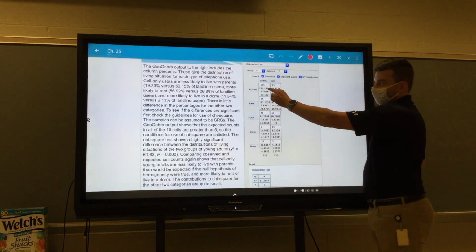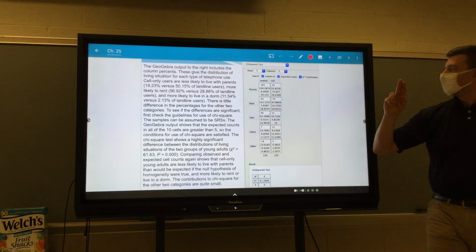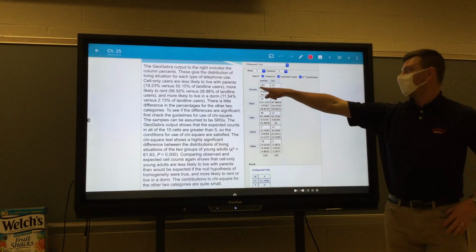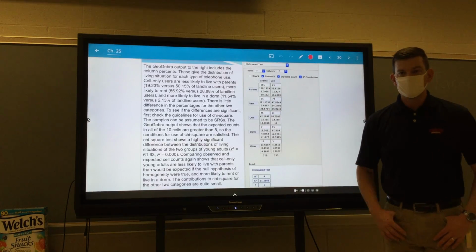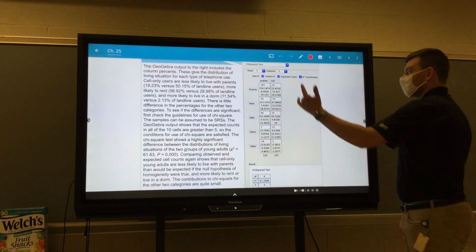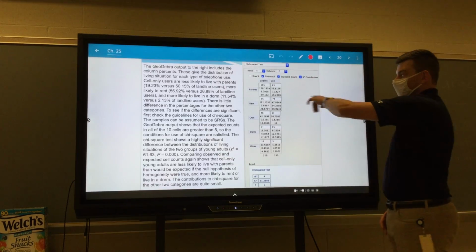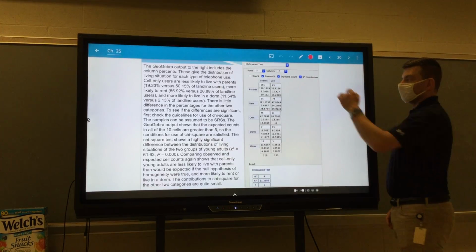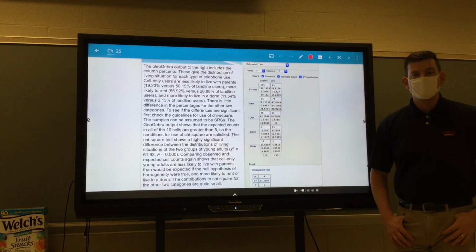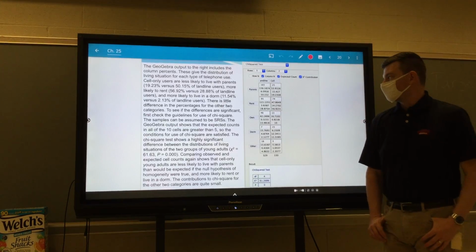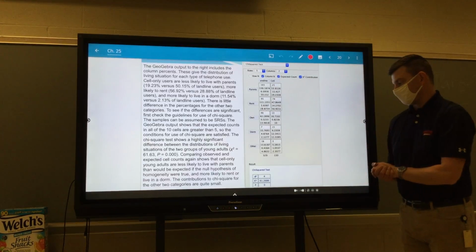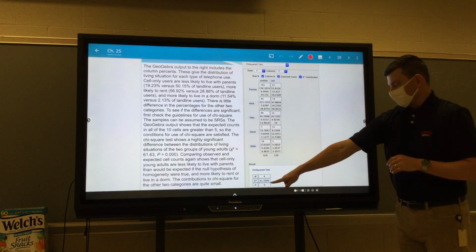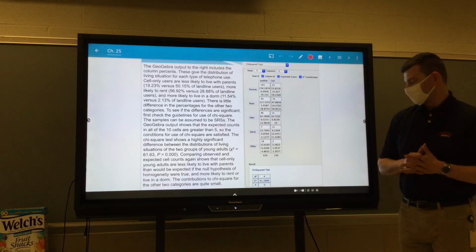So the expected count for the landline users who live with their parents: we expected about 136 across our entire sample. We got 165. For the cell phone users, we expected about 54 of them to live with their parents. We got 25. Those have a difference to them, and that kind of goes along with that chi-square contribution. Jump down here, we see our chi-square test statistic, 61.2686.